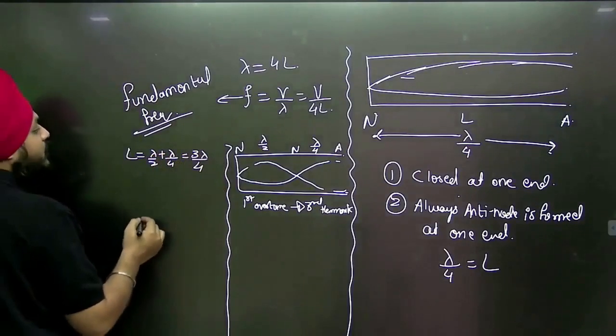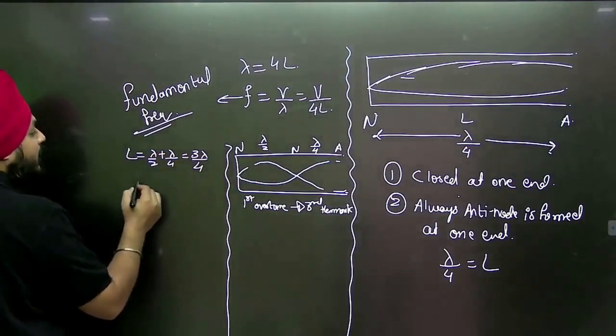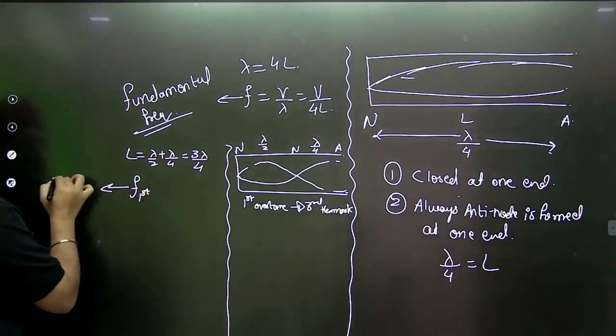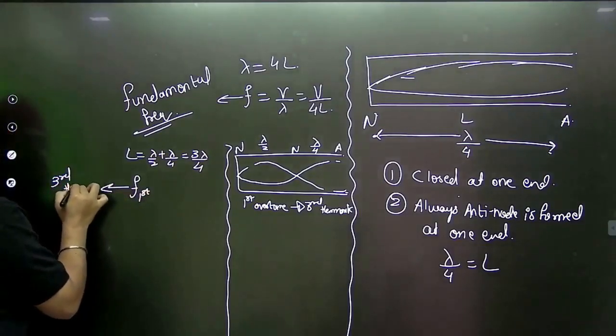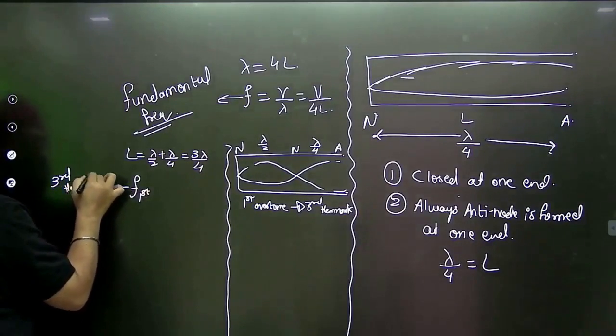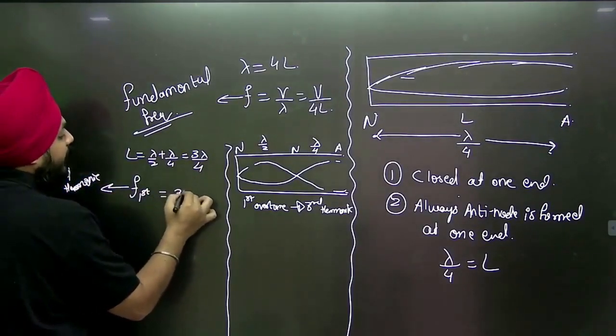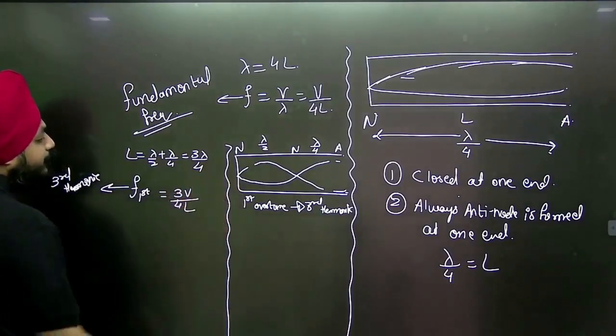Right? Okay. So here what will happen? The frequency of the first overtone, or in another sense the third harmonic, will be equivalent to 3V by 4L.